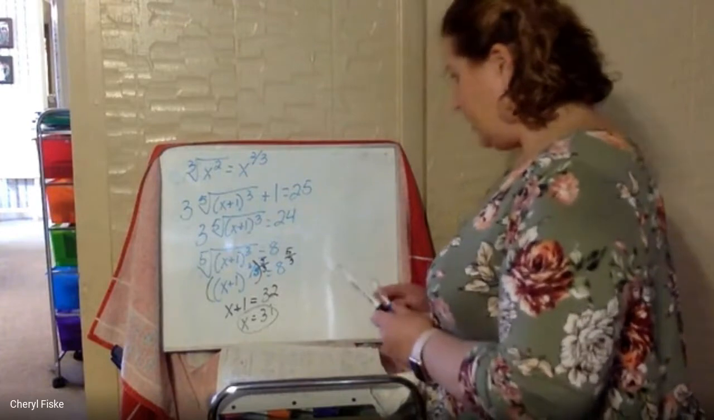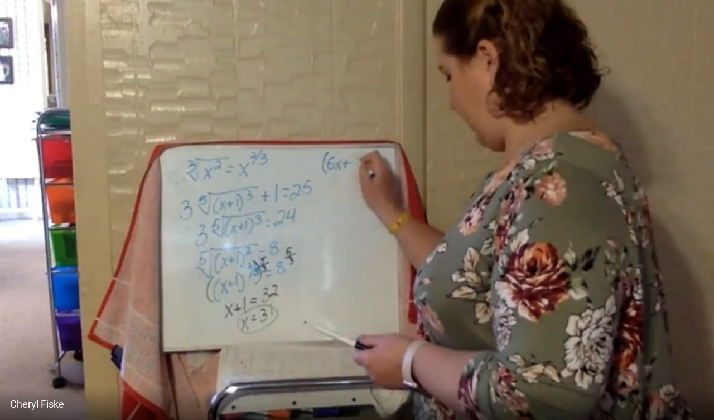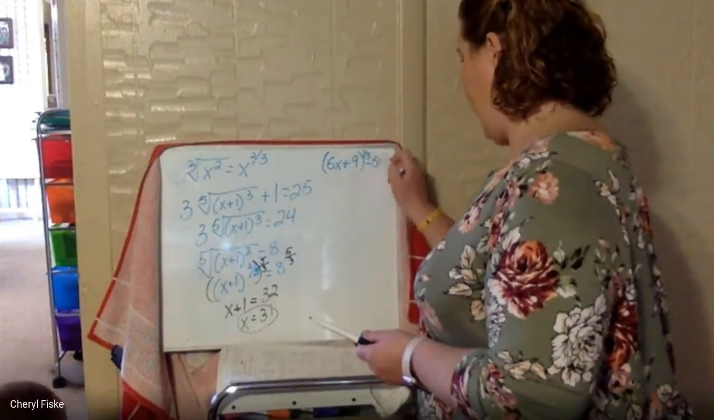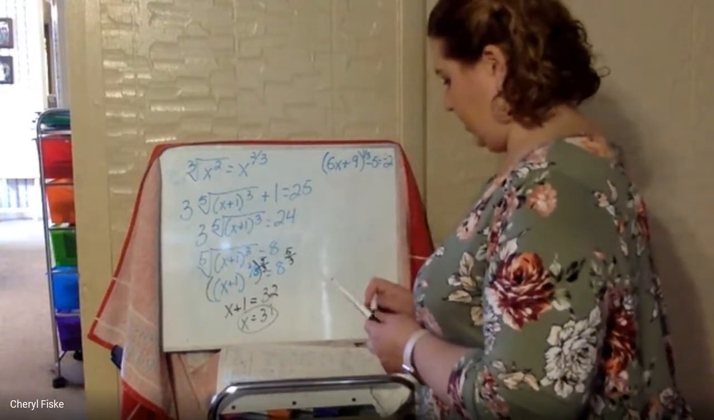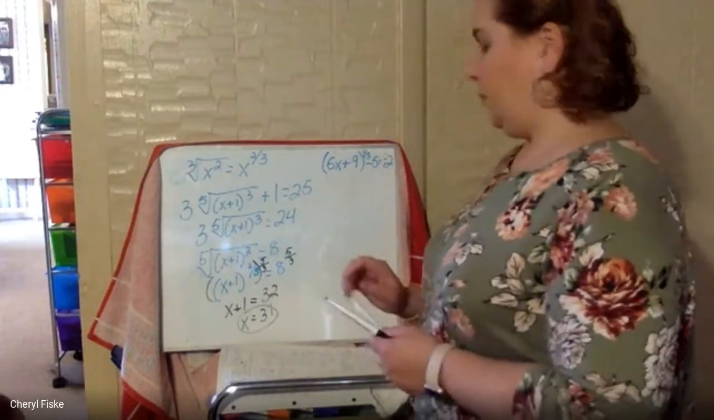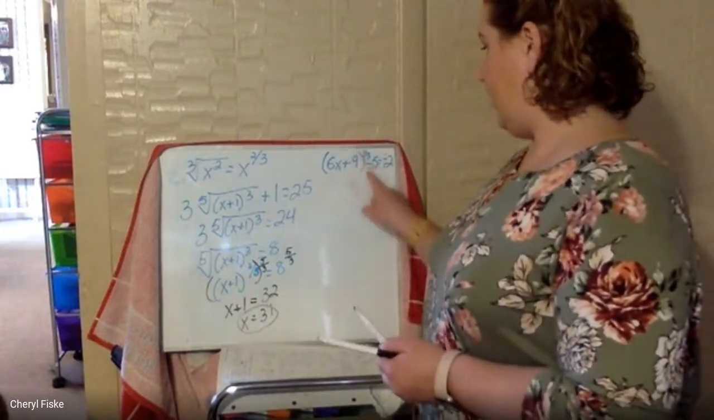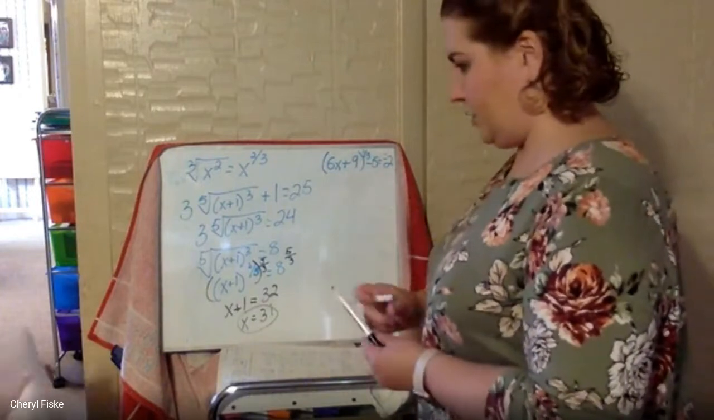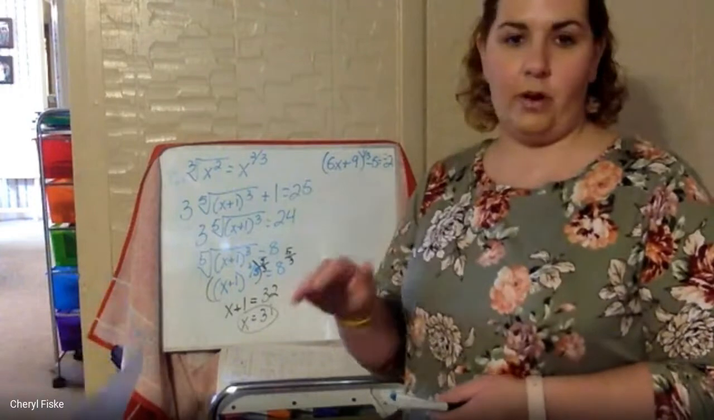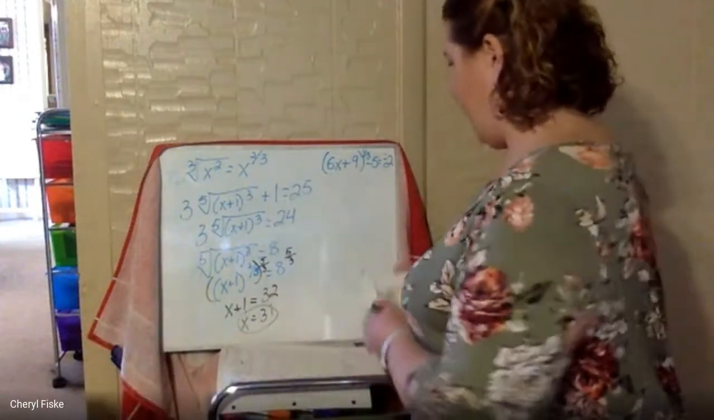Okay, so let's do another one. Let's do (6x plus 9) to the 1/3 minus 5 equals -2. So pause this, try that one. Pause your video. Try (6x plus 9) to the 1/3 minus 5 equals -2. I will work it out. So come back after you've paused it. So pause it. Try it on your own and then come back.